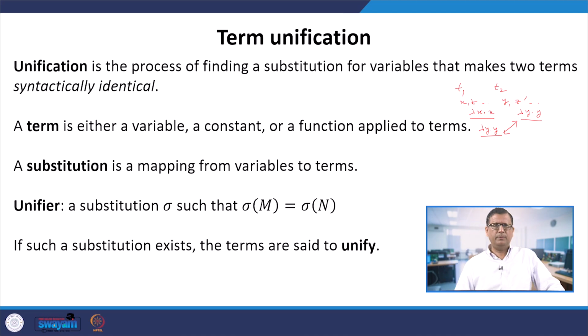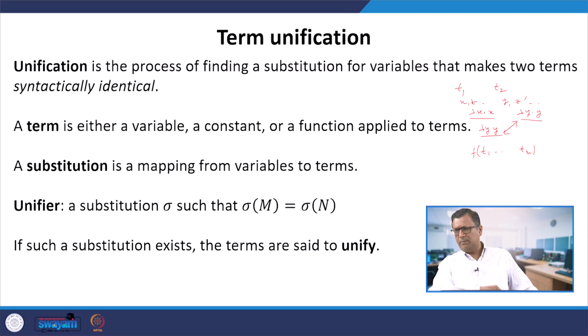Now, a variable is a term. A constant is a term. If T1, T2, up to Tn are terms, and f is a function symbol, then f applied to T1, T2, Tn is also a term. So we are defining terms in three ways: a variable, that means x is a term, a constant is a term, and f of terms T1 through Tn is also a term. And a substitution is a mapping from variables to terms.